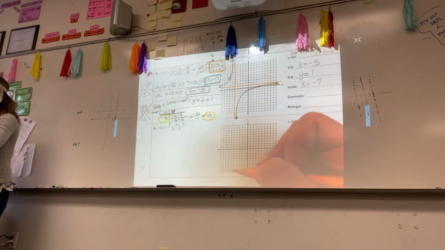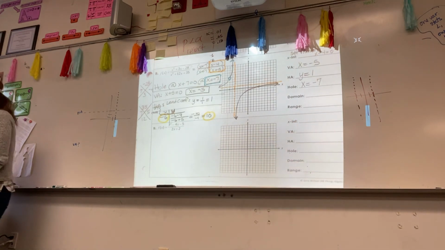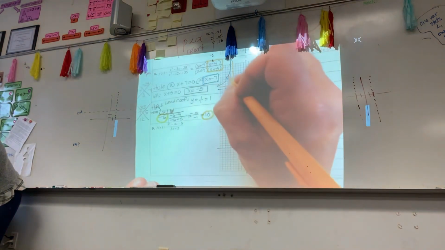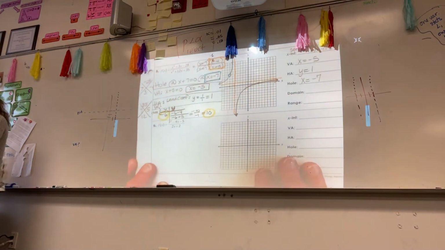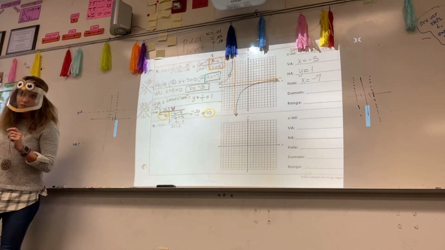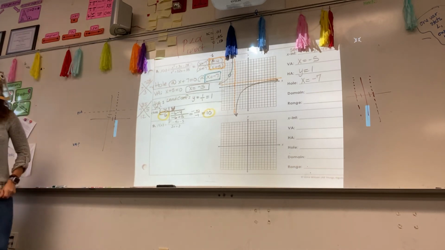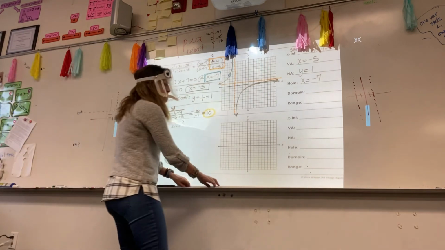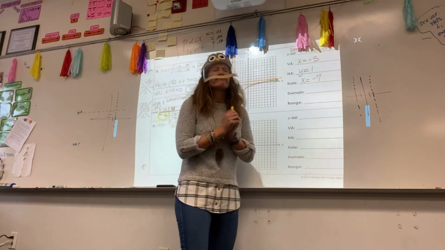As soon as you touch your graph, put a hole there. That's it. As soon as you touch your graph, put a hole there. If you want to know exactly where it's at, plug -7 in and see what your Y value is. What do you mean by touch the graph? That's confusing.